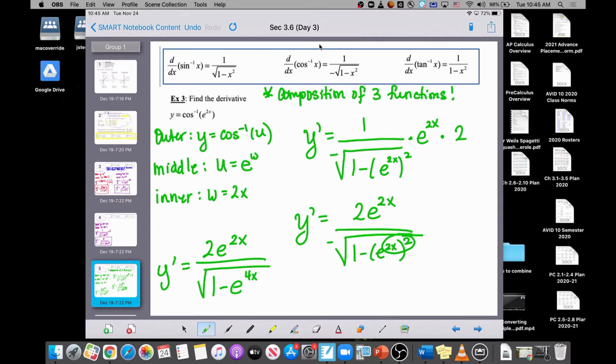Oops, sorry, forgot that negative sign in front of the radical again. Shame on me. There we go. Cosine has the negative sign in front of the radical. Sine does not. So 2e to the 2x over the negative square root of 1 minus e to the 4x.